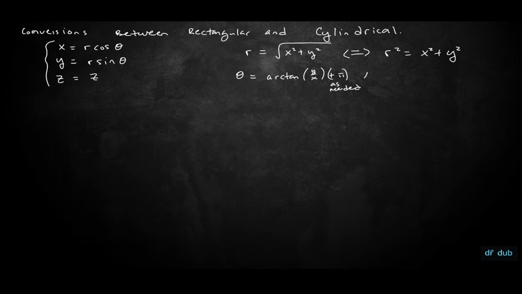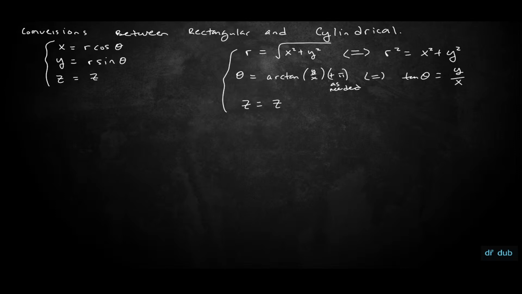since arctan's range only goes from negative pi over 2 to pi over 2. Or, equivalently, you could say tangent of theta equals y over x. And then z is equal to z still. So if you have the rectangular coordinates x and y, you can get the cylindrical coordinates r, theta, and z from that.